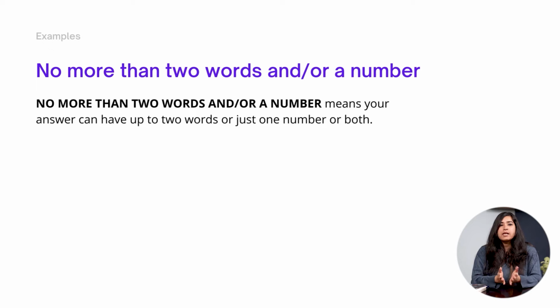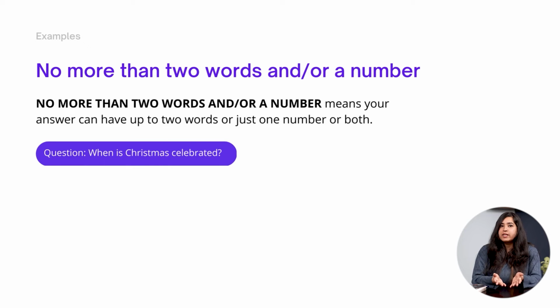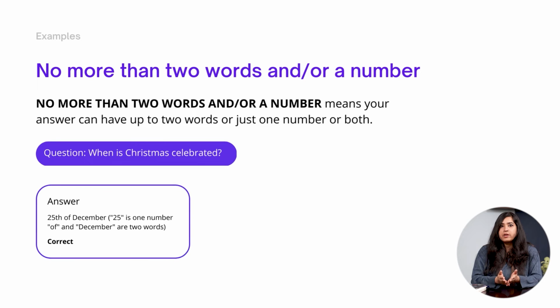So if we look at our sample question, when is Christmas celebrated? The correct written answer would include 25th of December, as 25 is one number, and of and December are 2 words.